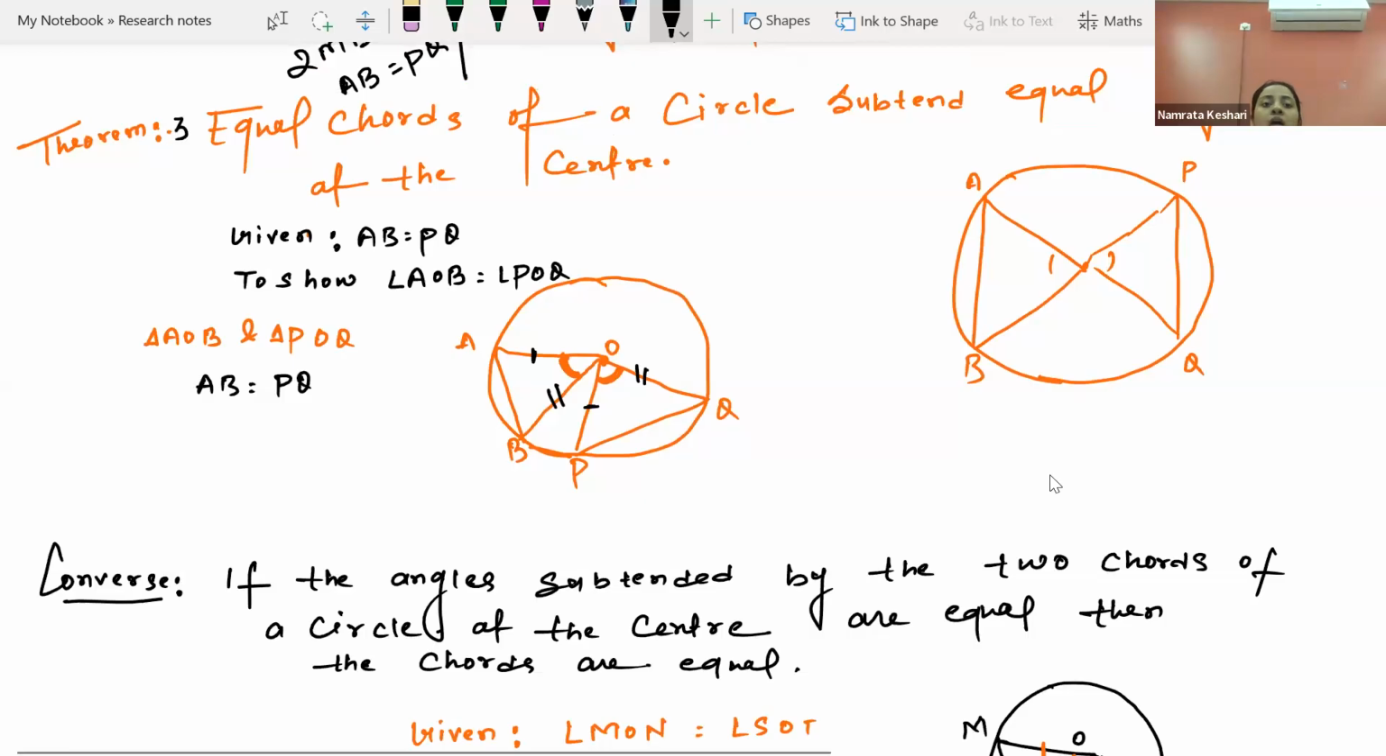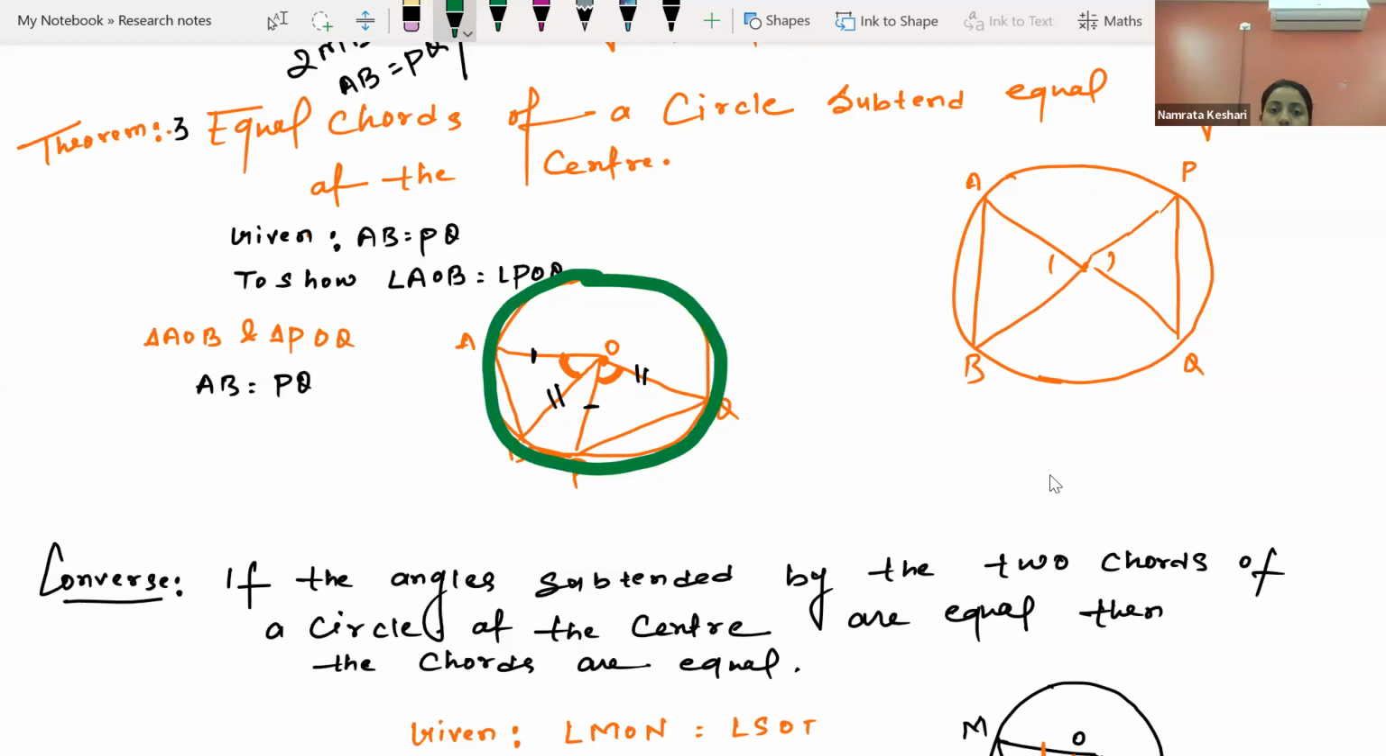Next, equal chords of a circle subtend equal angles at the center. If you have two chords in a circle, maybe chord PQ and chord AB, you just know that these two chords are the same in length. Because these are equal chords, we have to show that these two are creating the same angle at the center.